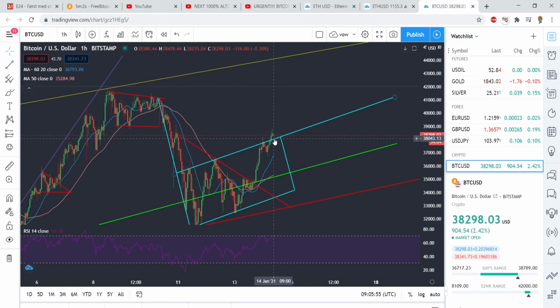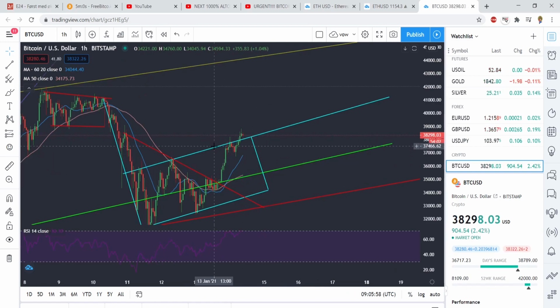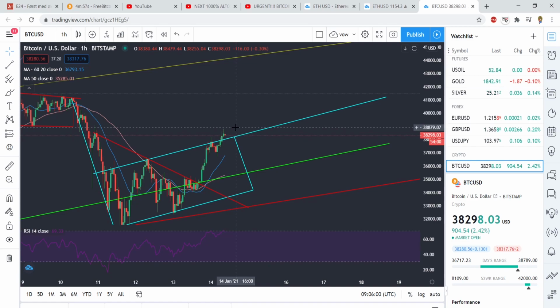Yeah, I see now we're going a little bit down again. So I think we're not going higher right now. We need to sort of create a new pattern.